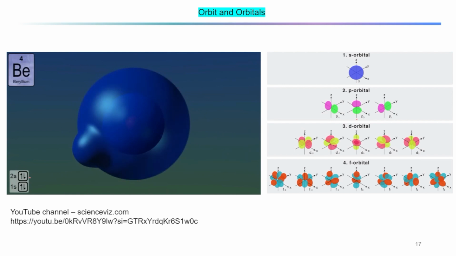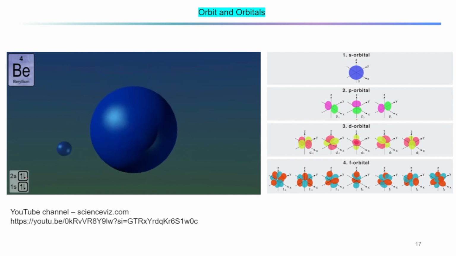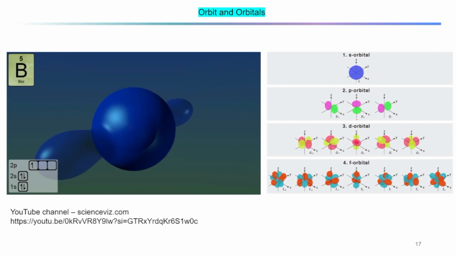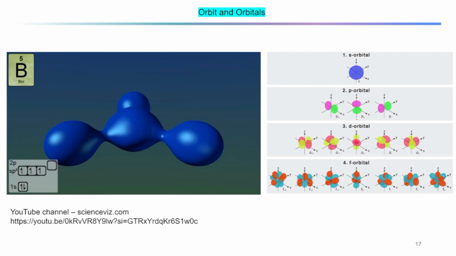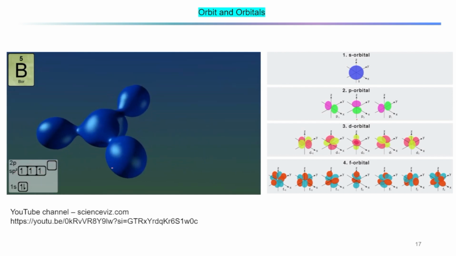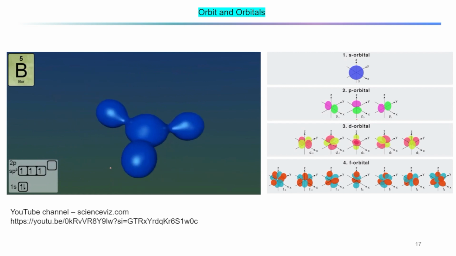Now we add another electron, that will also go into 2s, so we get beryllium, 4 protons and 4 electrons. Now when we add another electron, that goes into p. In the case of boron, it takes p, or it can be sp2 hybridized. This is how it will look in the sp2 hybridization.